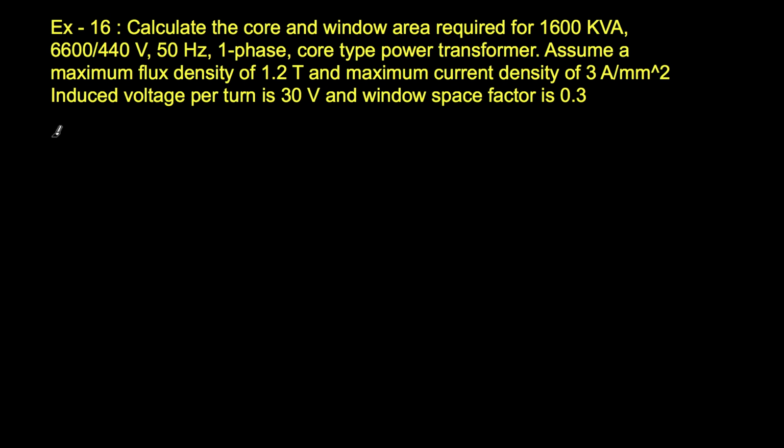So area of cross section, that is my answer, sorry. Calculate the core and window area. So that is what is required for a 1600 kVA.